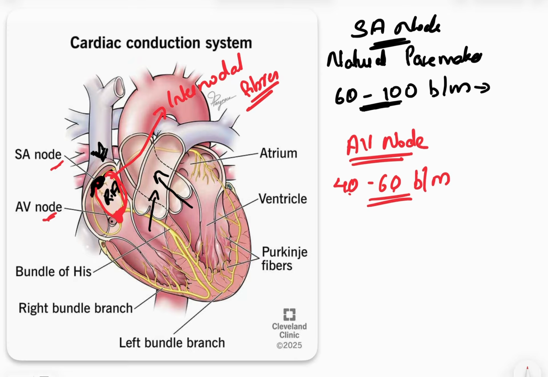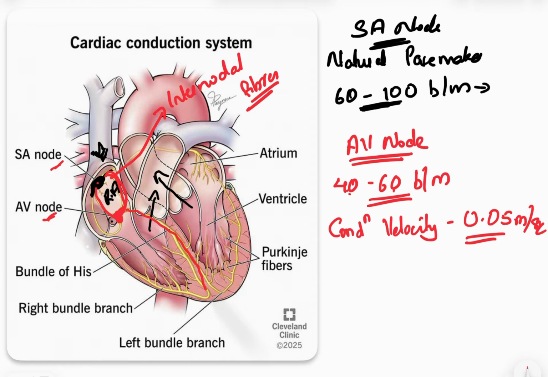If the SA node fails, the AV node can initiate and sustain a heart rate of 40 to 60 beats per minute. And the conduction velocity of the AV node is very important. The conduction velocity of the AV node is 0.05 meter per second. That is the velocity of the AV node. And the impulses from the AV node take a little bit of time gap before transmitting to the bundle of His.